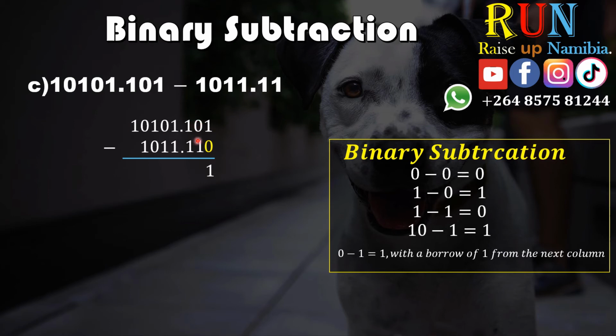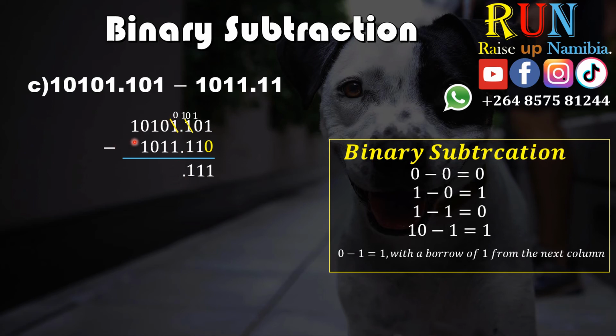Then 0 minus 1, you need to borrow. So you will come here, you cancel this out. So it will become 0, and then you'll have a 1 there. So 10 minus 1 equals to what? It's equal to 1. Then 0 minus 1. So meaning you need to borrow again. So we'll go over this comma, we'll borrow here. It will become a 0, we put the 1 there. And then 10 minus 1 is equal to 1. So here we got the point, so we put the point there.